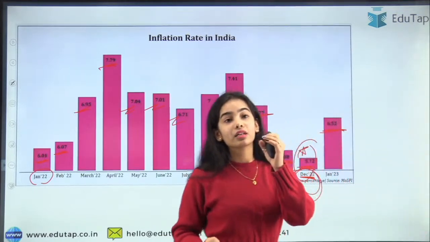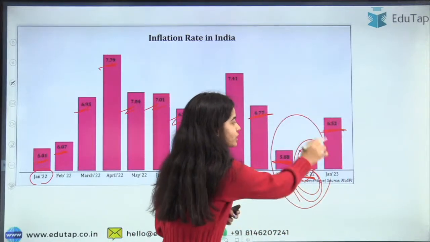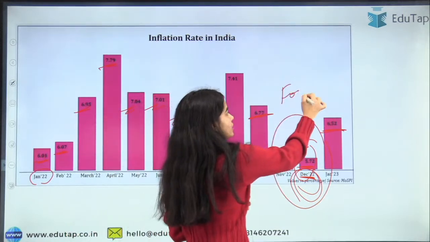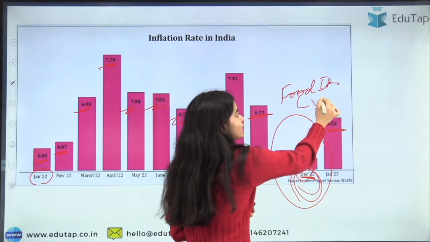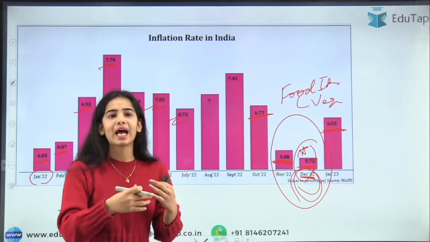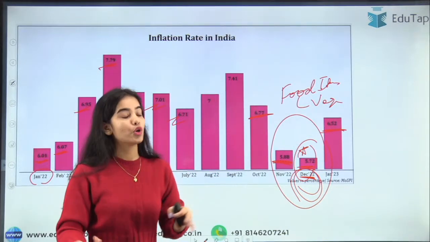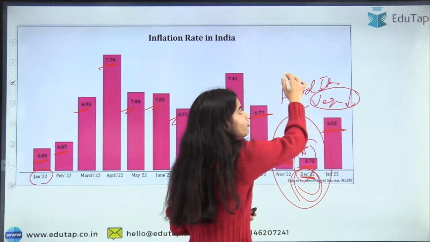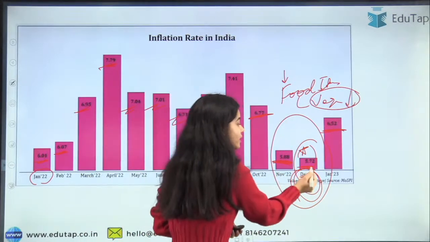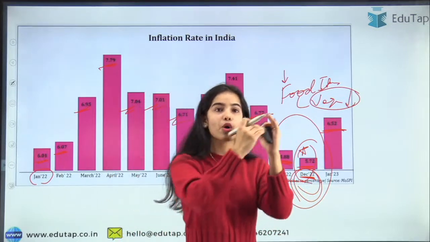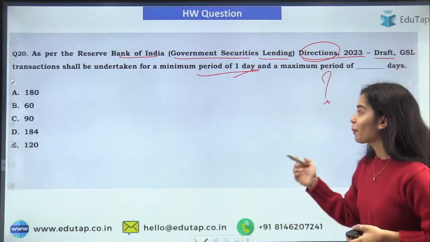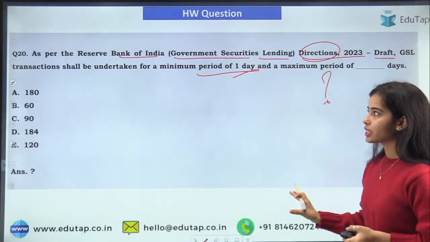Do you remember the reason why it came down to such a low percentage? It came down from 6%. What was the reason? It was due to the food items, especially the vegetables, because it was the winter season. In the winters, the crops are usually good and the prices of the vegetables are usually low. So due to the low vegetable prices, the food inflation was low, and that's why the retail inflation was also low. So I hope you will remember that in November, December, the major reason of the prices going down was the vegetable prices being down. Now I hope you will be able to give the right answer of this question.